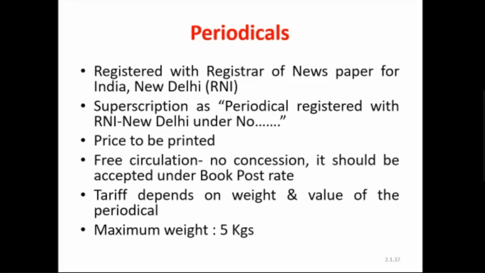Price is very important. Up to this, we have seen one fixed kind of articles. All the tariffs which we have seen earlier are based on the weight of the article, whereas the tariff of this book packet containing periodicals depends upon the weight and value of the periodicals. So the price has to be printed in that book, and no free circulation is allowed. Free circulation has no concession in this type, and it should be accepted under book packet rate. The maximum weight is the same as that of book packets, that is 5 kgs.